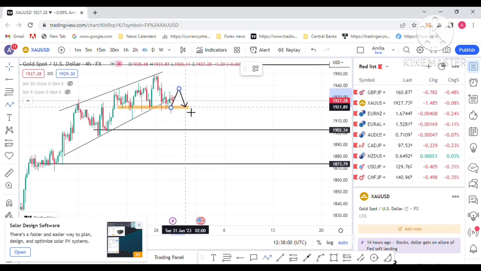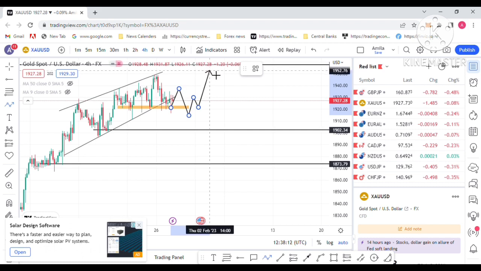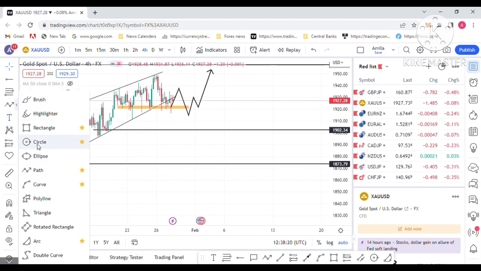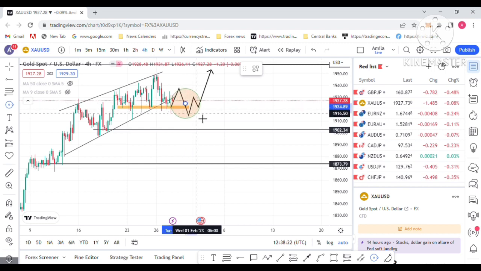Now my second forecast is that price moves like this. Like this, it collects the downside liquidity and continues to the upside. That is my second forecast. So there is more liquidity on the downside, it collects the downside liquidity and continues to the high.